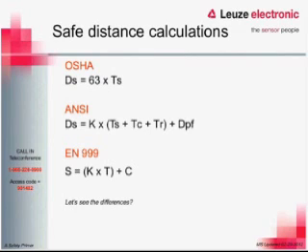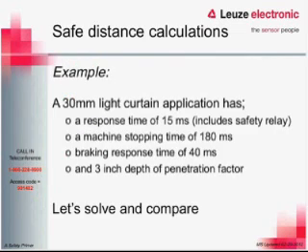So here's a quick and dirty look at the three safe distance calculations that we just saw. Now we'll take the same light curtain with the same stopping time, apply it to these three formulas, and we'll see how different we come out. So we'll take a 30 millimeter light curtain with a response time of 15 milliseconds, a machine stopping time of 180 milliseconds, and a brake response time of 40 milliseconds, which is something we didn't really talk about before, but it's something you need to keep in mind if you're looking at presses especially. You need to take into account the brake wear as well. And we'll take a 3-inch depth of penetration factor.